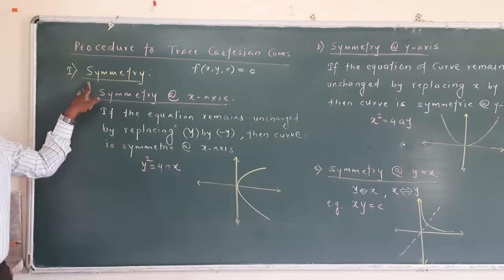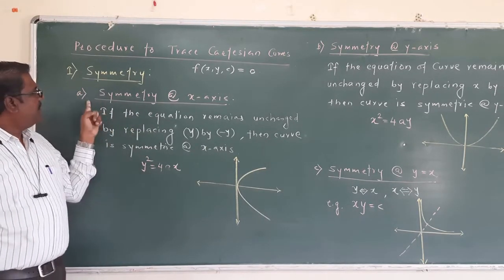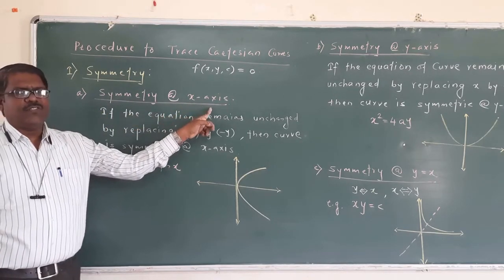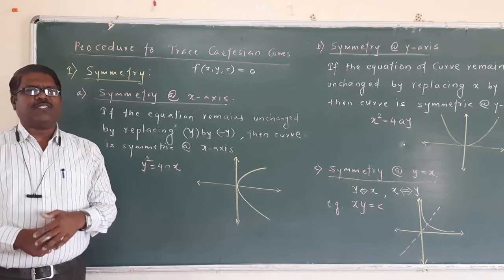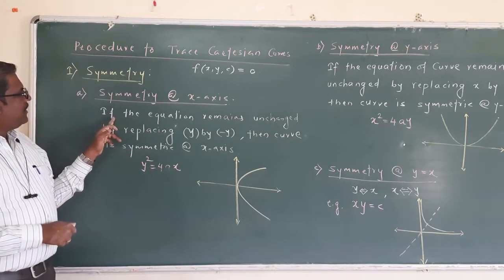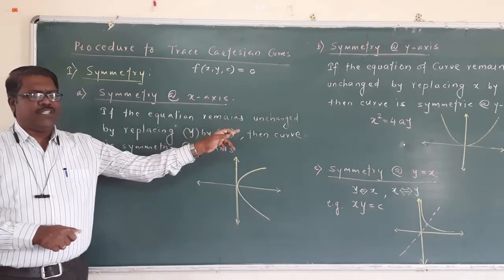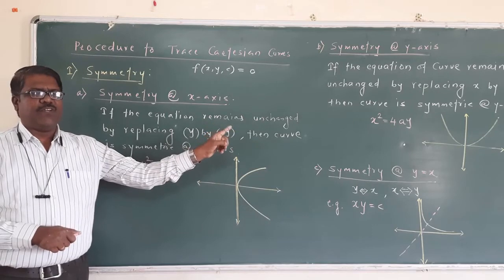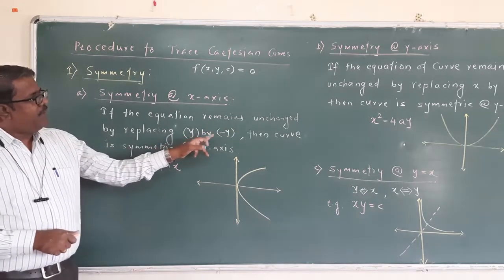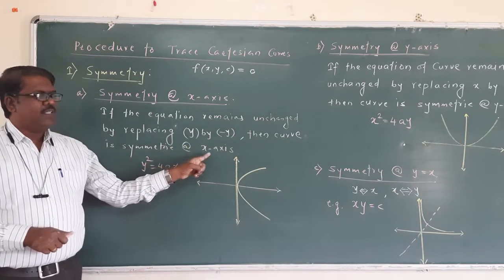Again, in symmetry, there are 5 subpoints. The first one, it is symmetry about x-axis. So how we are going to check whether curve is symmetric about x-axis or not? For that, here condition is given. If the equation remains unchanged by replacing y by minus y, then curve is symmetric about x-axis.